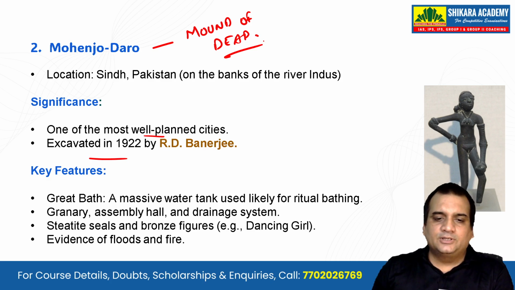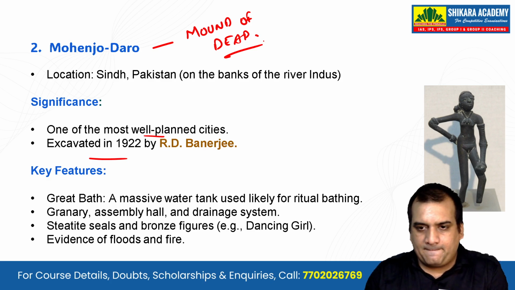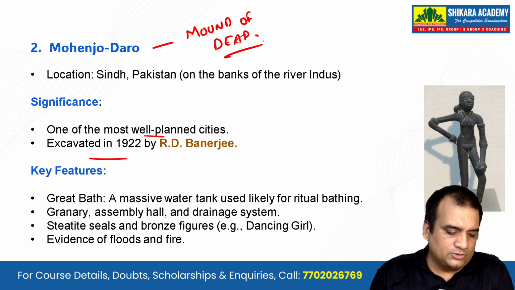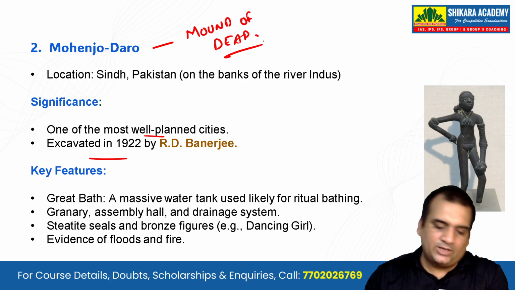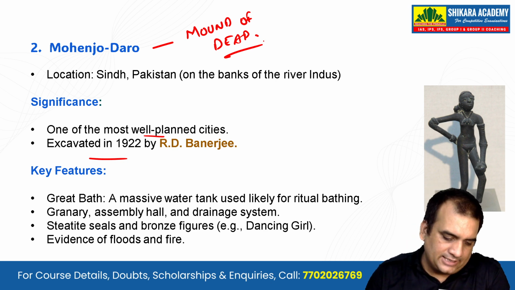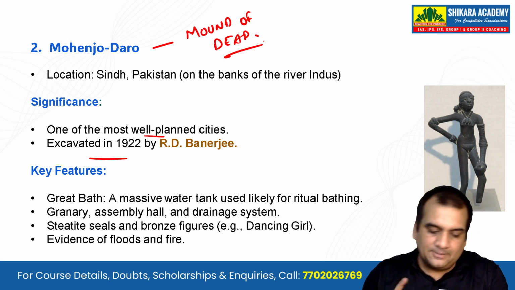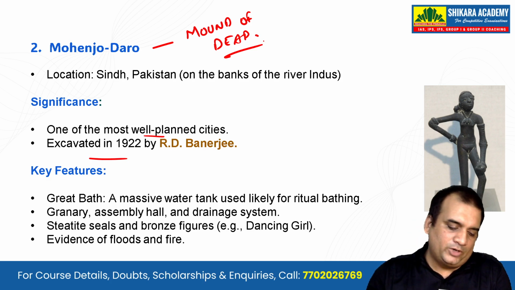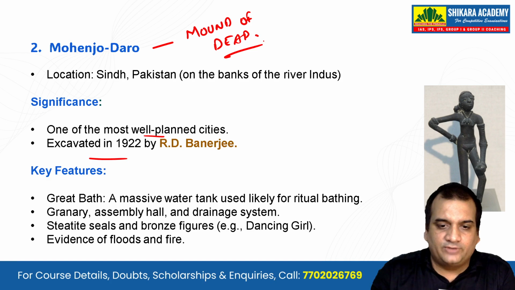Most of the things that we have found are from Mohenjo-daro. Like we have the great bath, like we have the great granary, we have the Pasupati seal that you have seen, it's from Mohenjo-daro. The dancing girl that you have seen is from Mohenjo-daro. The priest king that you saw, okay, that is also from Mohenjo-daro. So all those were from Mohenjo-daro. So that is why it's very important.